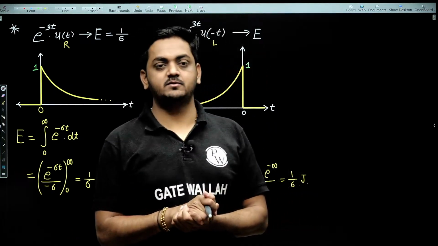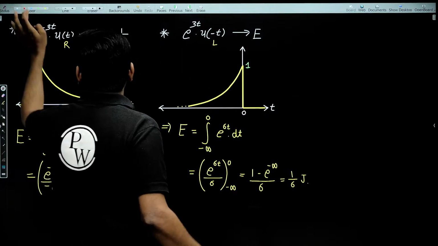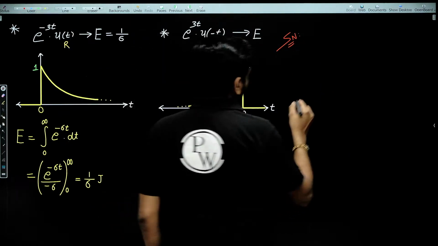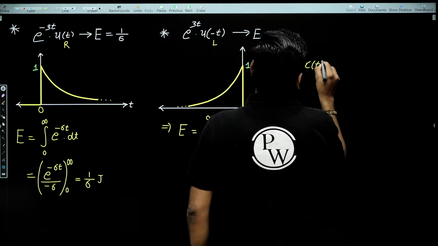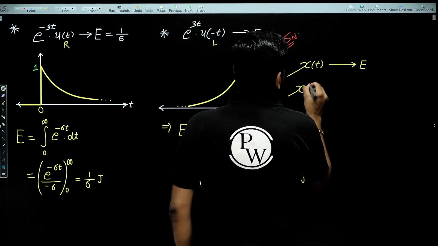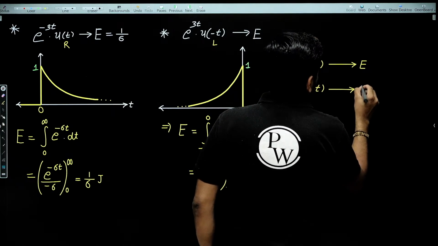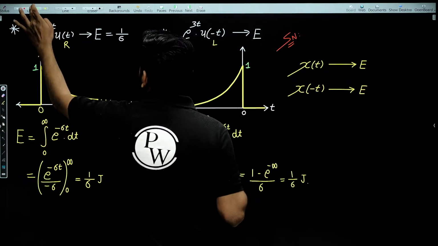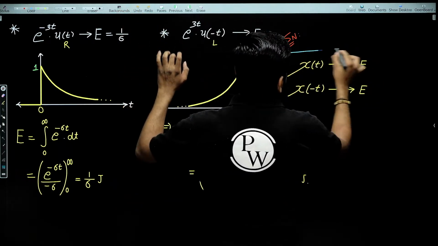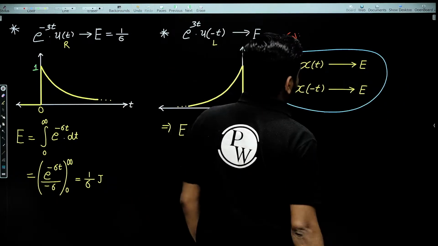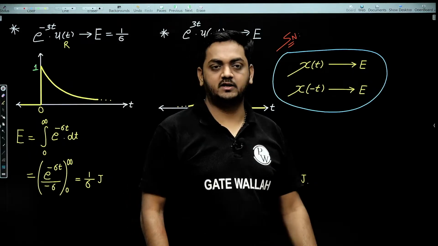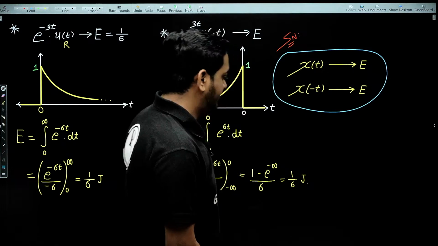Clear? So this is a very important conclusion. So here you can write in the short notes. You are preparing short notes regularly. Then in short notes you can write, if the energy of x of t is E, then the energy of x of minus t will remain the same. There is no change in the energy. So this thing you can write in your short notes. Okay, time reversal operation doesn't alter energy of the given signal. Correct? Fine. So this is the first conclusion.